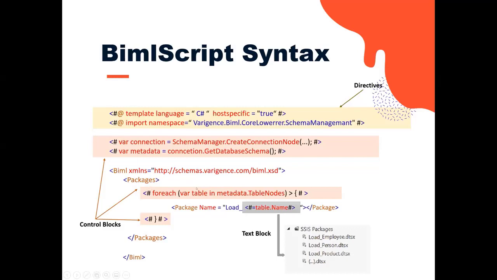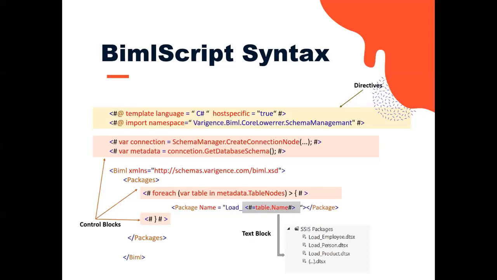And here, metadata table nodes gives us all the tables for which we want to generate SSIS packages. To do this, we can get all the table names from that metadata, and we add them into the package name. This is where we added the text blocks. This is the text block I'm using here.